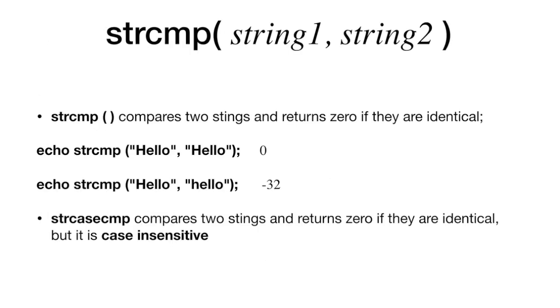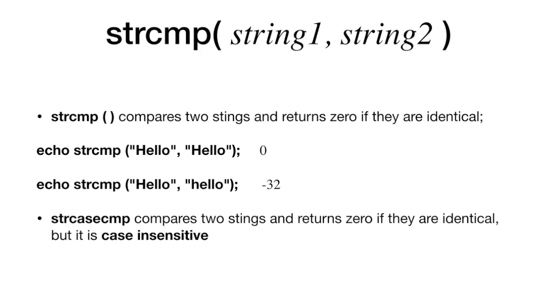strcmp compares two strings, and it returns 0 if they're identical. So if we echo strcmp hello hello, if they're absolutely 100% identical strings, then it'll come back with 0 as the answer. If they are not identical, then it'll come back with a non-zero value. To some degree, that value would be a slight indication of how different they are, but really that's not especially useful.